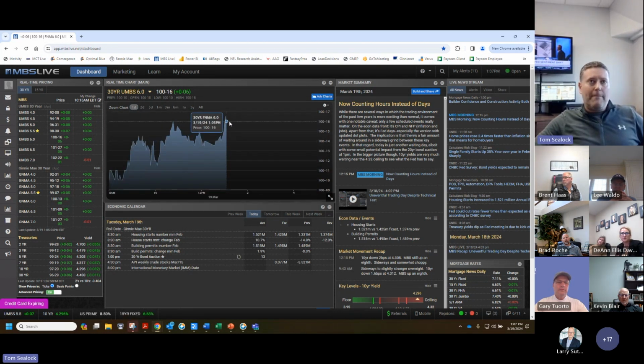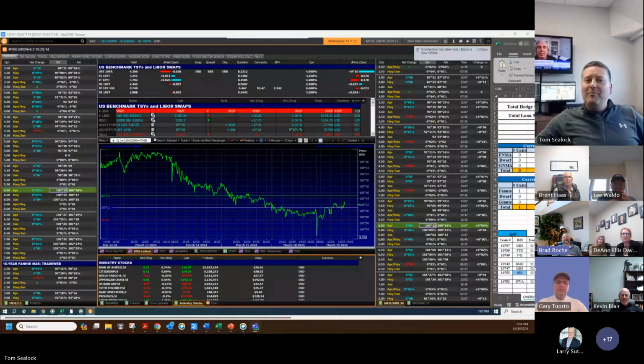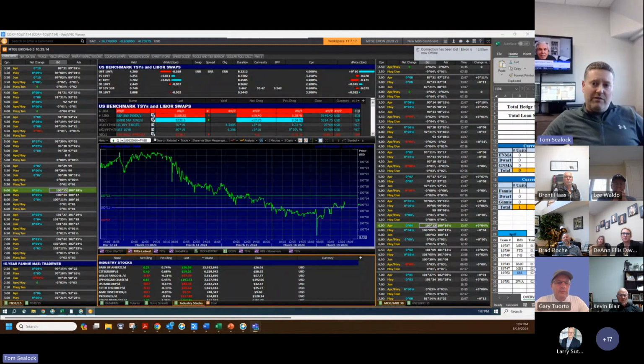And what we're looking at to determine, so when we send out the pricing screenshot in the morning, I'm going to show you another screen real quick. How many screens you got in there, buddy? I got too many screens. But this screen is the data that's driving what you're seeing on MBS Live.